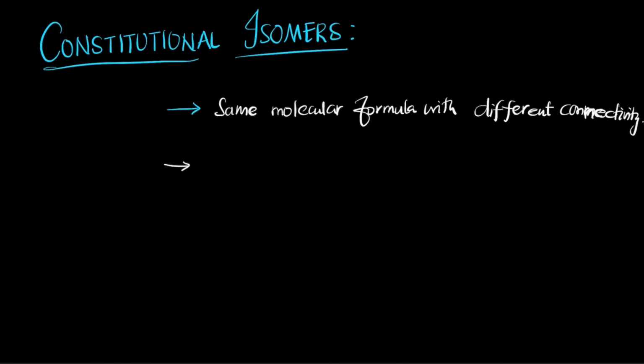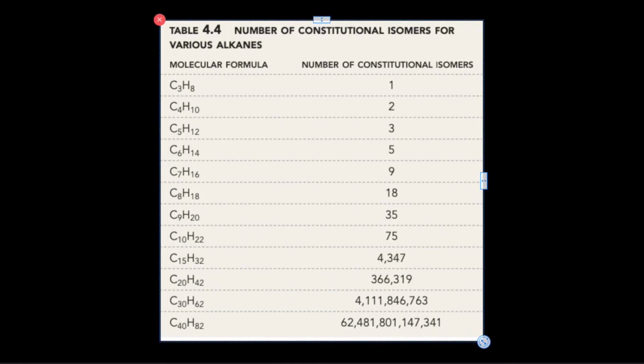So the number of constitutional isomers increases with the carbons increasing. As you go higher and higher in terms of the number of carbons, you start seeing more and more constitutional isomers. To give a general justification of the number, with three carbons you get only one constitutional isomer.